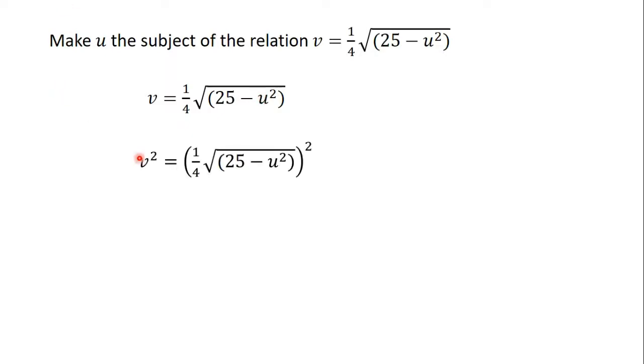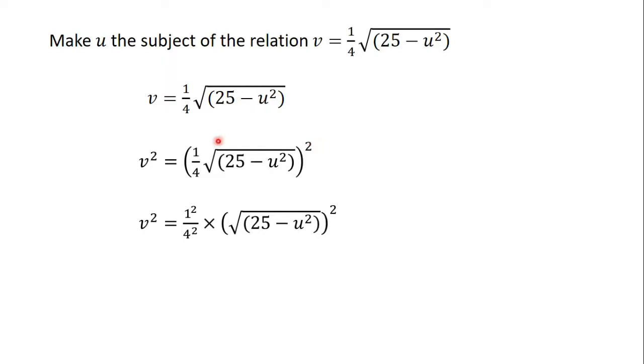You square the term on the left hand side, then you square the terms on the right hand side. So we square everything on the left hand side, but that is only v. So we square v, which will give us v squared. Then we have 1 over 4 square root of 25 minus u squared, all of them squared. Okay, so you move on.